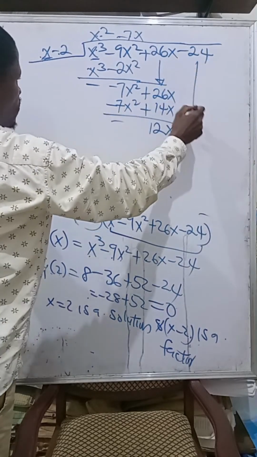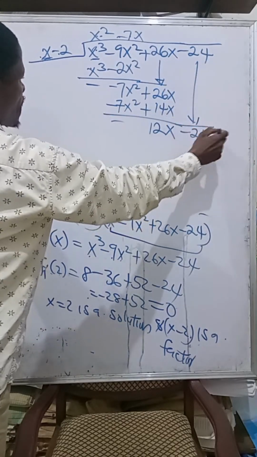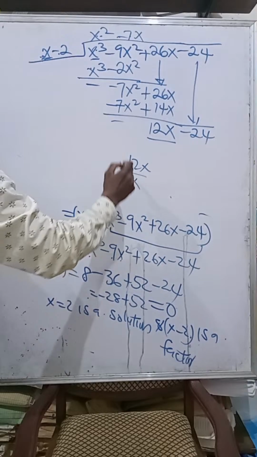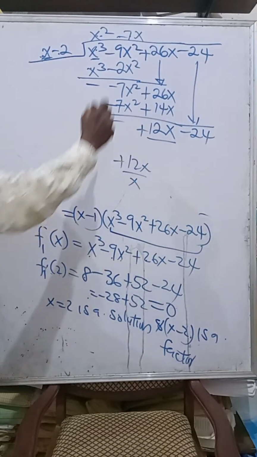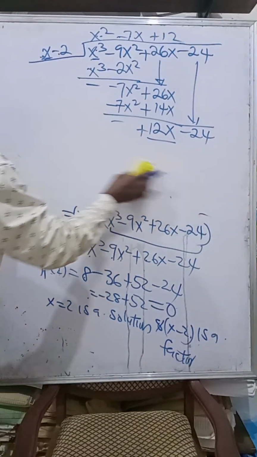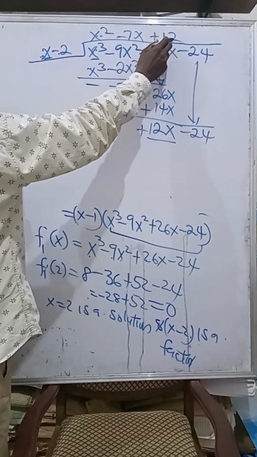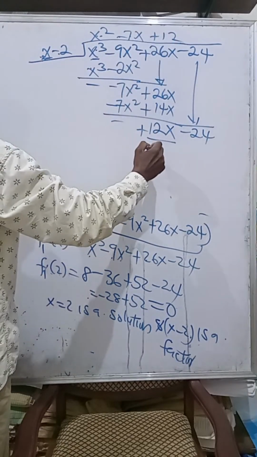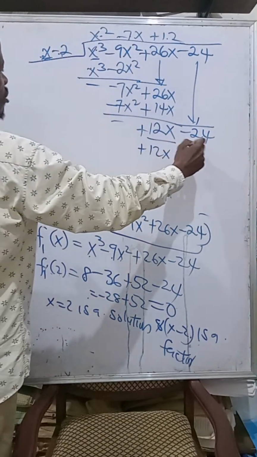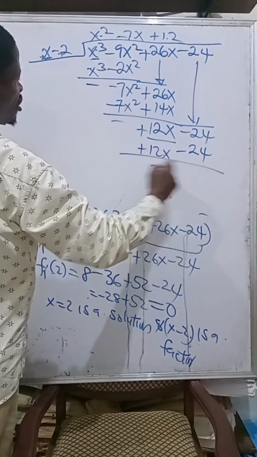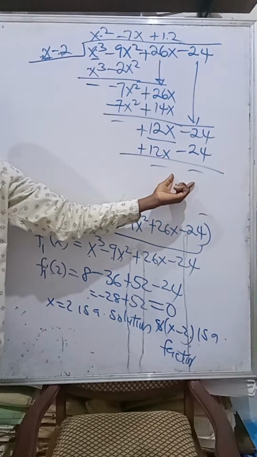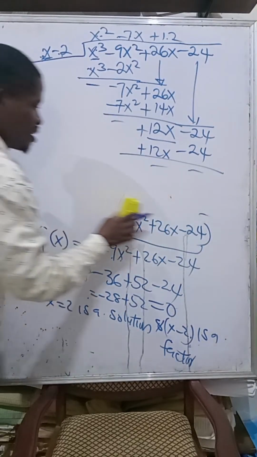Then take the next one down. That's minus 24. So 12x, the first one here, over the first one here. So that's a plus 12. Use it to multiply the divisor, so plus 12 times x, that's plus 12x. Plus 12 times minus 2, minus 24. So if you do the subtraction, this will cancel. And since x minus 2 is a factor, the remainder must be 0.